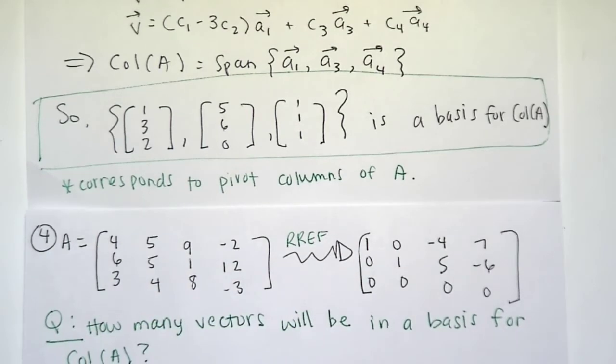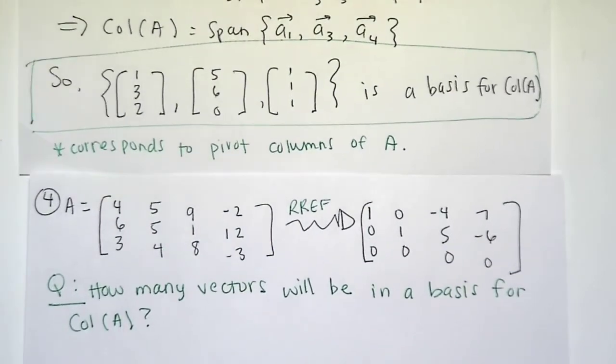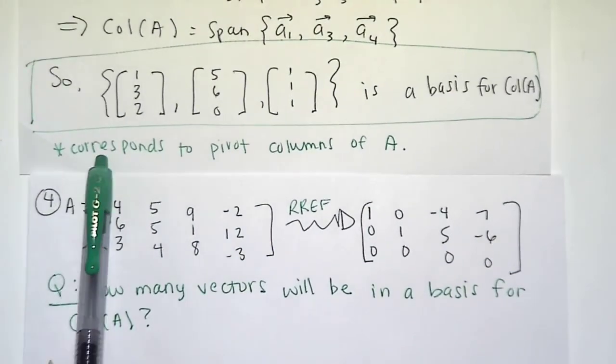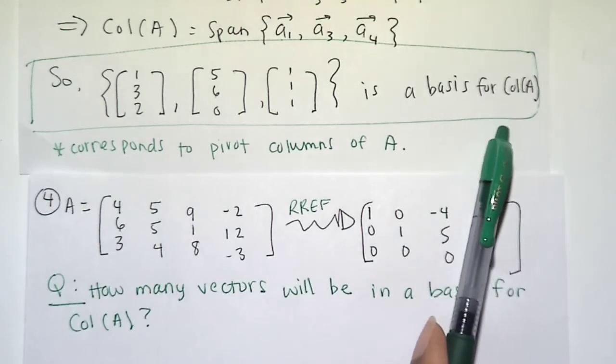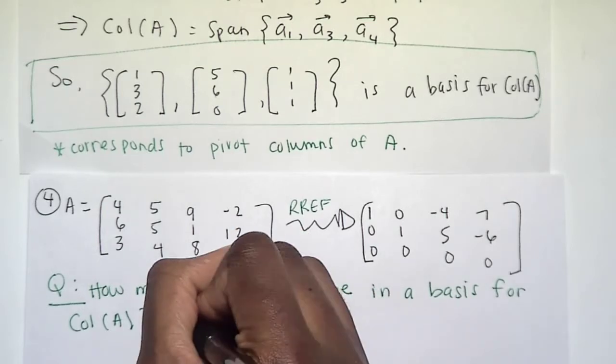All right, so if we want to consider the column space of A, the span of all of the columns of A, we know that the basis for our column space is going to correspond to the pivot columns. So we just have to look, when we row reduce, we have 2 pivot columns. That tells us that there will be 2 vectors in our basis for our column space.